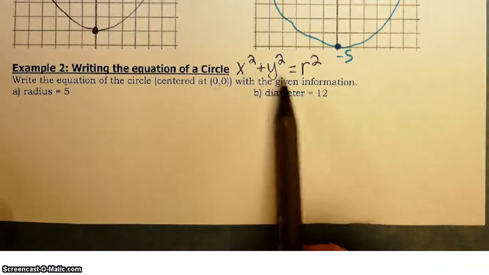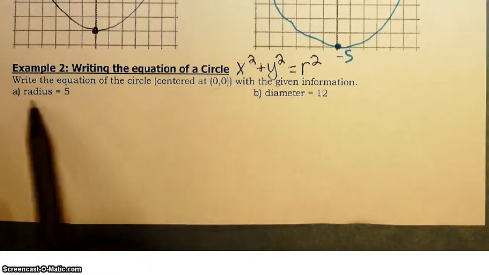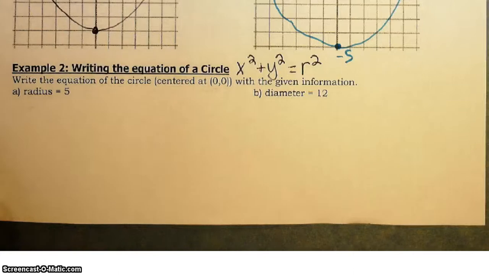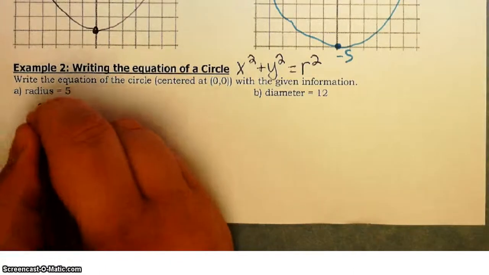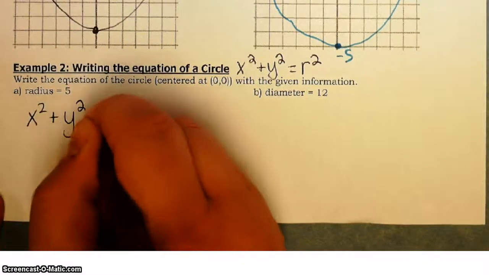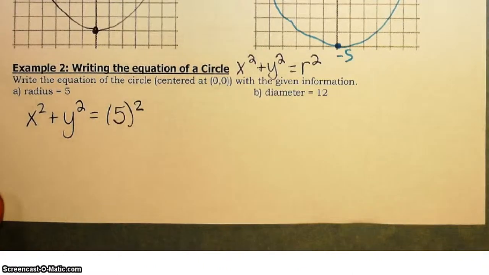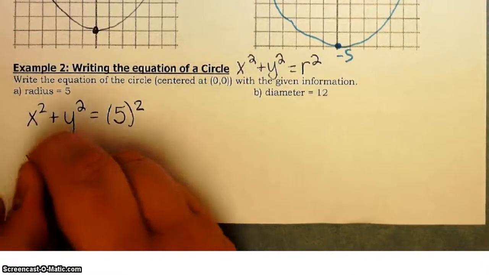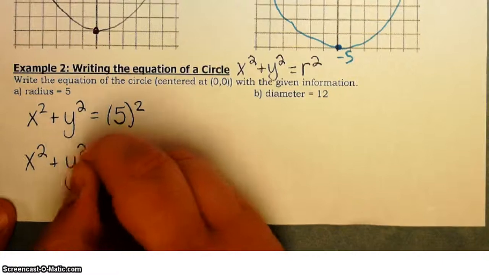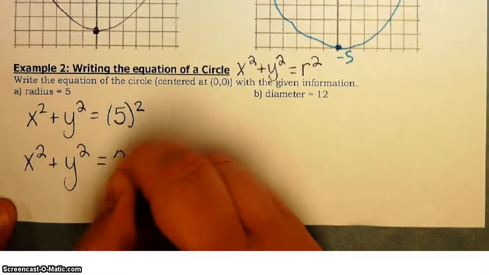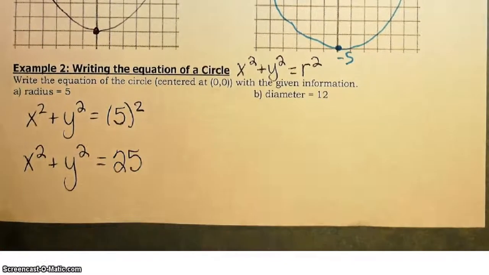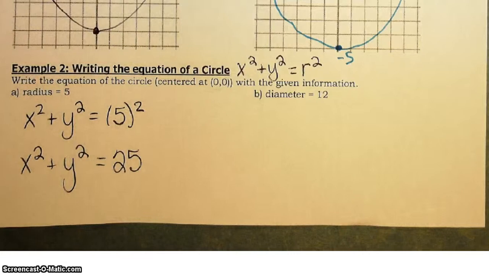but it's the same basic concept. So what we want to do here is, they're giving us the radius is 5, so I want to remember I've got x squared plus y squared equals the radius squared. So if the radius is 5, all I have to do is remember to square that number. So we're going to get x squared plus y squared equals 25. And that's going to be your equation of a circle with that radius centered at 0, 0.